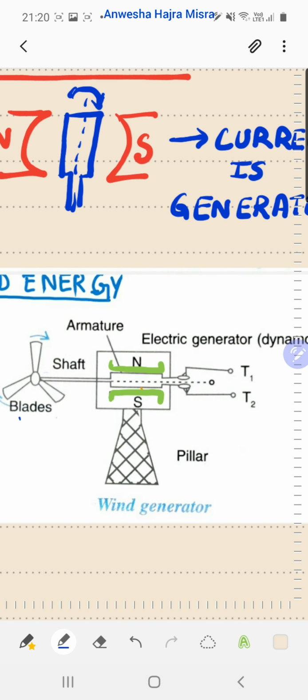Now, who is rotating it? The wind energy will rotate this. It is connected with a rod, a shaft, to the blades. Wind energy will rotate it, and as a result, within the magnetic field, the armature coil will rotate. And when a coil rotates in a magnetic field, you get current. Here an alternating EMF is produced between the terminals T1 and T2. AC is produced.